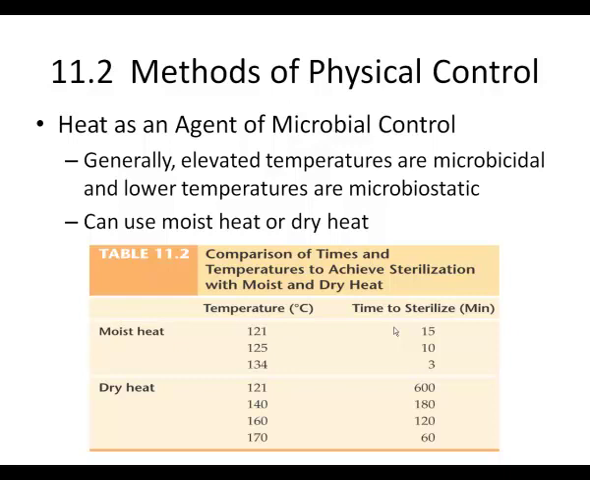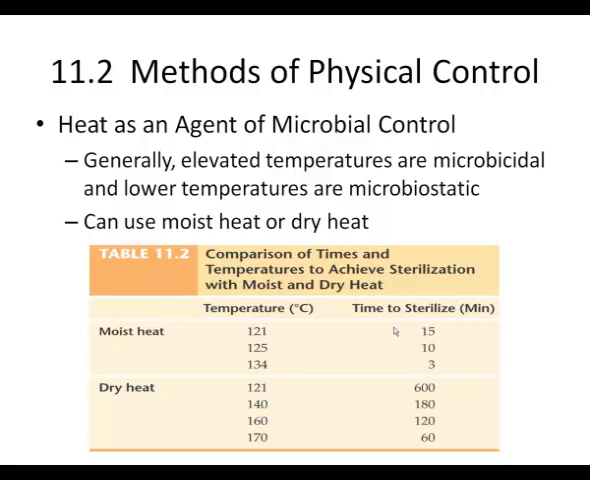When we elevate temperatures, the microbe will generally die, because the cell itself can't adjust its internal temperature, and so you have proteins then that become non-functional and the cell dies. So elevating the temperature can actually be bactericidal.